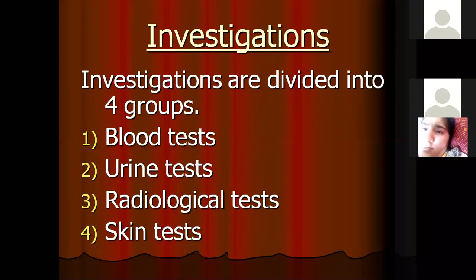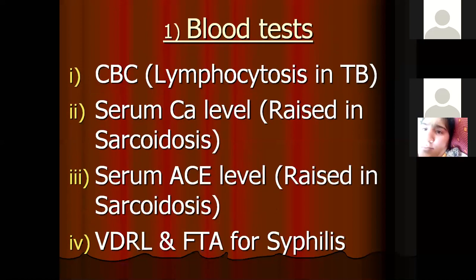Now, what investigations will you require? These are the 4 investigations: blood test, urine test, radiological test, and skin test. 4 groups. You will carry out complete blood count. There will be lymphocytosis in tuberculosis. Serum calcium level will be raised in sarcoidosis. Serum ACE level will be raised in sarcoidosis. And you will carry out VDRL and FTA-ABS for syphilis. So these are the 4 important blood tests to rule out causes of uveitis.